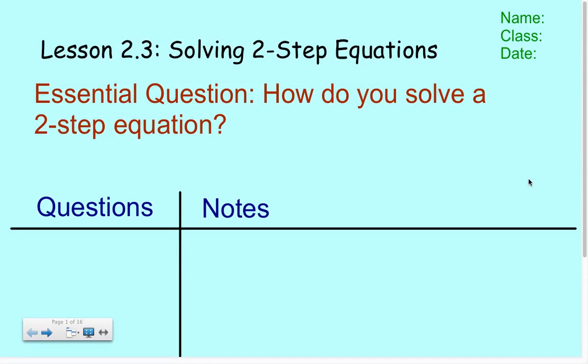Lesson 2-3, solving two-step equations. Essential question: how do you solve a two-step equation?